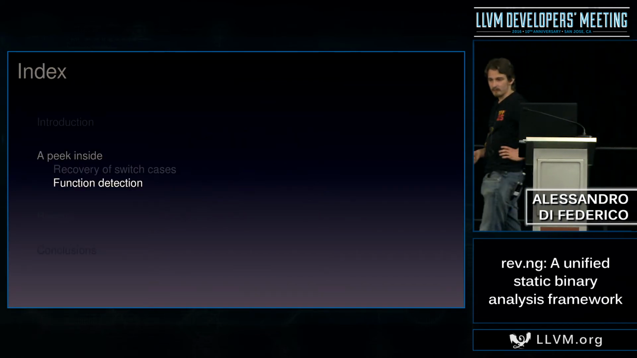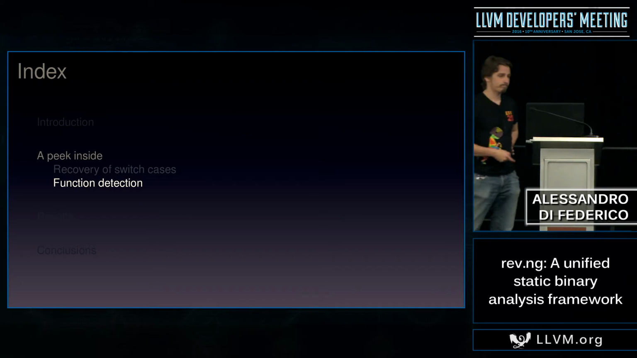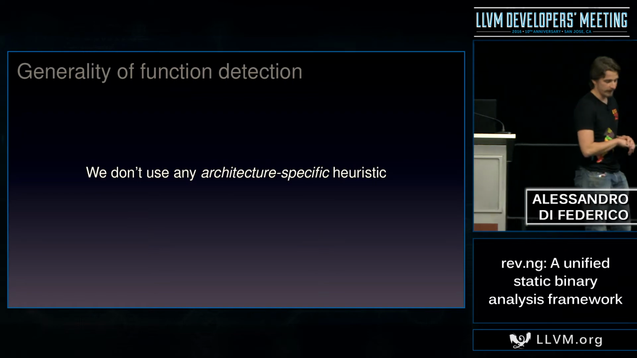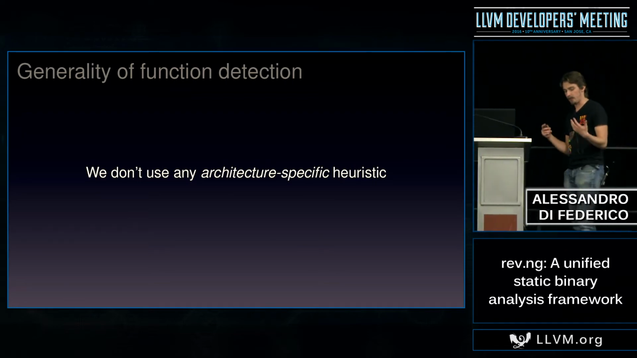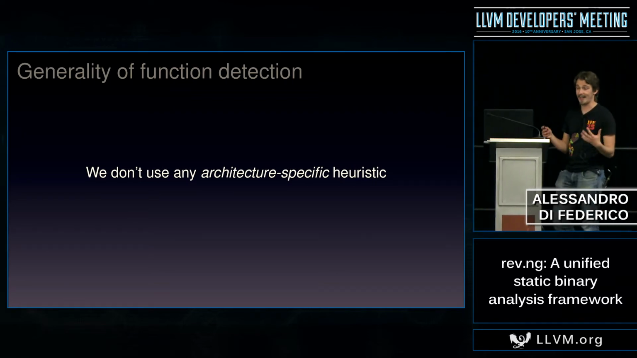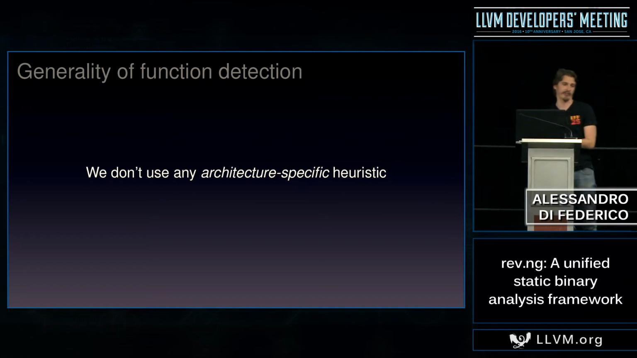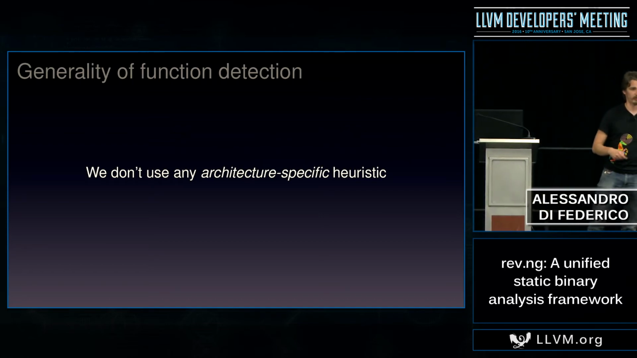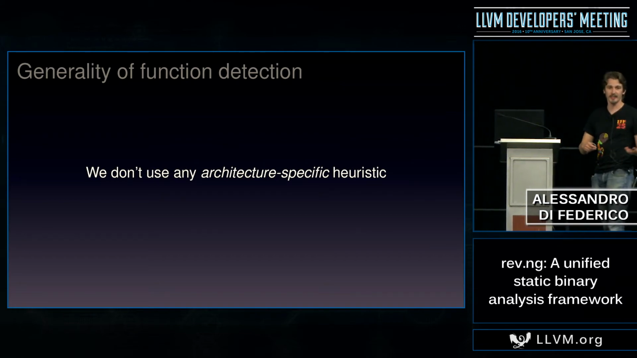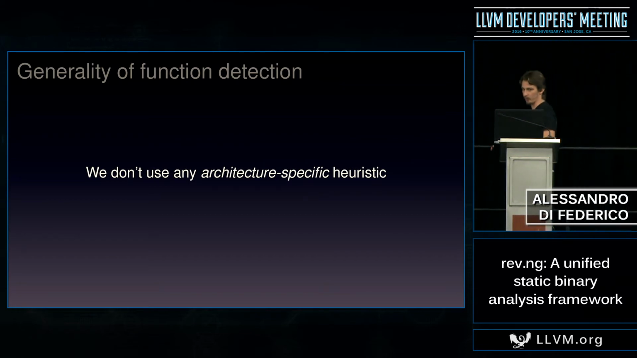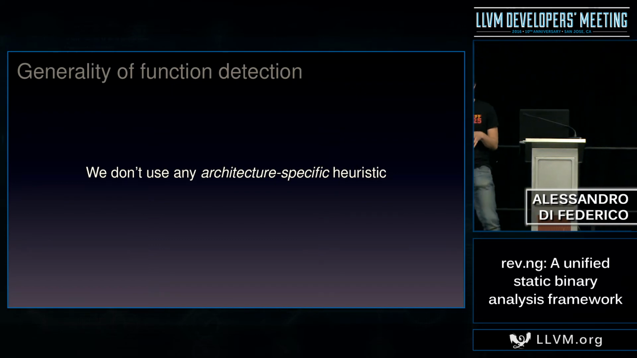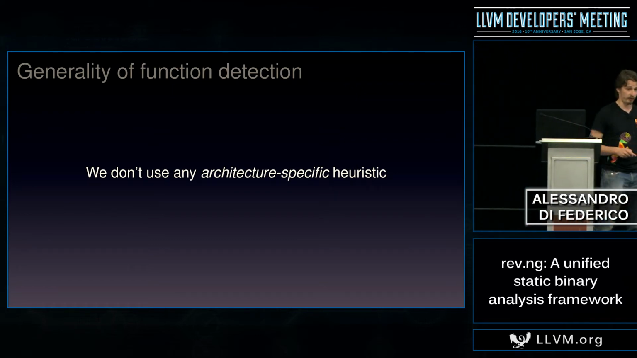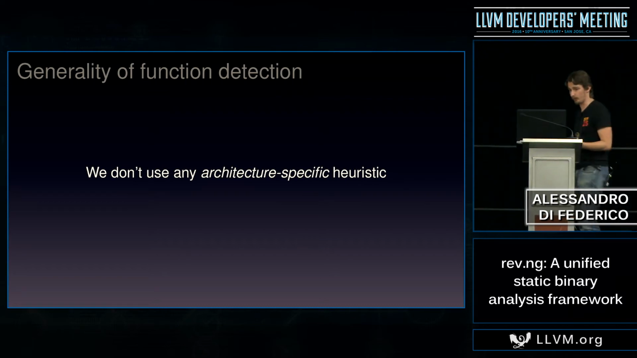All right, now let's move to function detection. For function detection, we developed a series of techniques that aim to avoid using any architecture-specific heuristics. We are using heuristics because sometimes we could debate whether a certain basic block belongs to a function or to another one. But we don't want to use any architecture-specific heuristic, which is what has been done in the past. For instance, it's what IDA does, if you know what IDA Pro is.